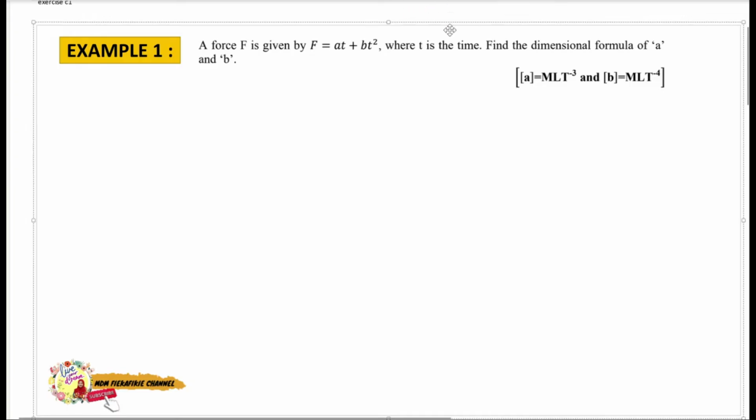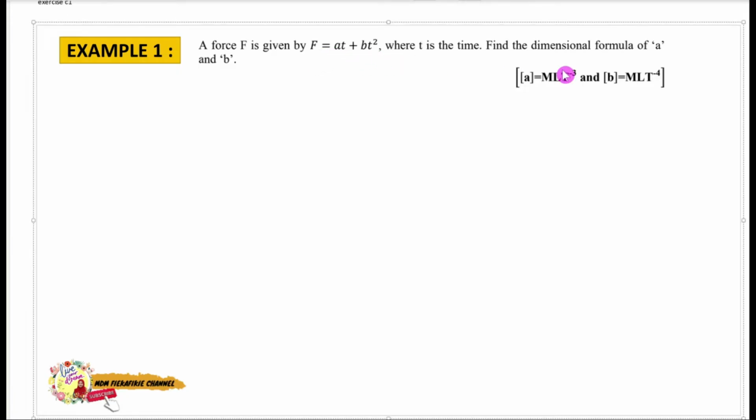Alright, so now look at here. So this is example number 1. So a force F is given by F equal to AT plus BT squared, where T is the time. Find the dimensional formula of A and B. Alright, so now look at here. So here we have a force which is equal to AT plus BT squared.